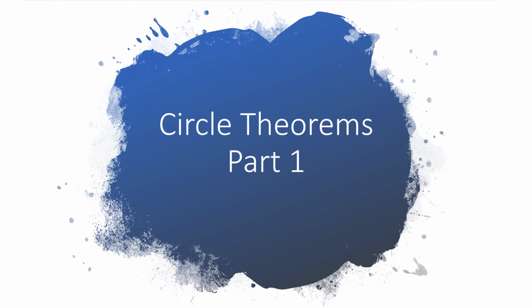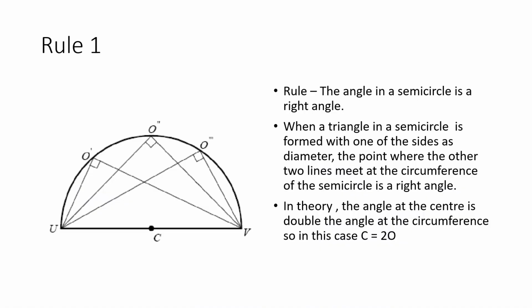Today we'll be looking at circle theorems part 1. Rule 1: the angle in a semicircle is a right angle. When a triangle in a semicircle is formed with one side as the diameter, the point where the other two lines meet at the circumference of the semicircle is a right angle.